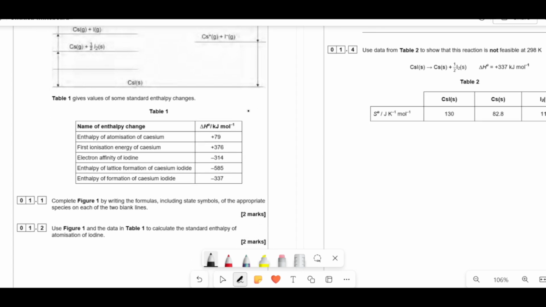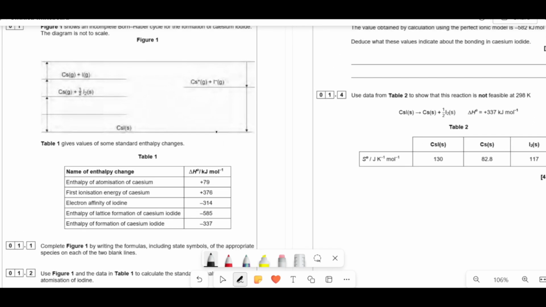Table 1 gives some values of the standard enthalpy changes, and we've got the enthalpy of atomization of cesium, the first ionization of cesium, electron affinity of iodine, enthalpy of lattice formation of cesium iodide, and enthalpy of formation of cesium iodide. It says complete figure 1 by writing the formulas including state symbols of the appropriate species on the two blank lines.